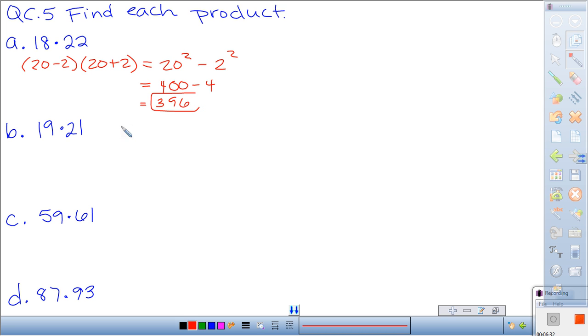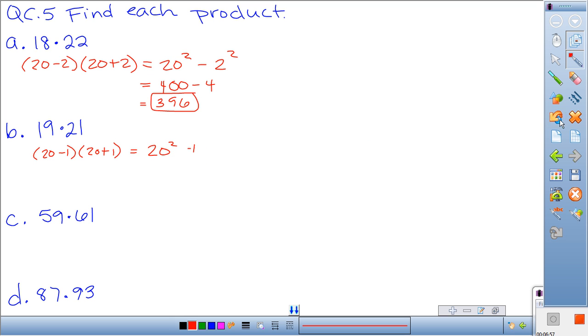All right, let's try another one, 19 times 21. I notice these are both really close to 20. I can rewrite these as 20 minus 1, 19, and 20 plus 1, which is 21. And again, we use our rule for the difference of squares, and the only time you can use it is when you have the same two terms, one plus, one minus. So first term squared, 20 squared, minus the second term squared, which is minus 1 squared. Okay, 20 squared, 2 times 2 is 4, add your 2 zeros, minus 1, so we end up with 399.